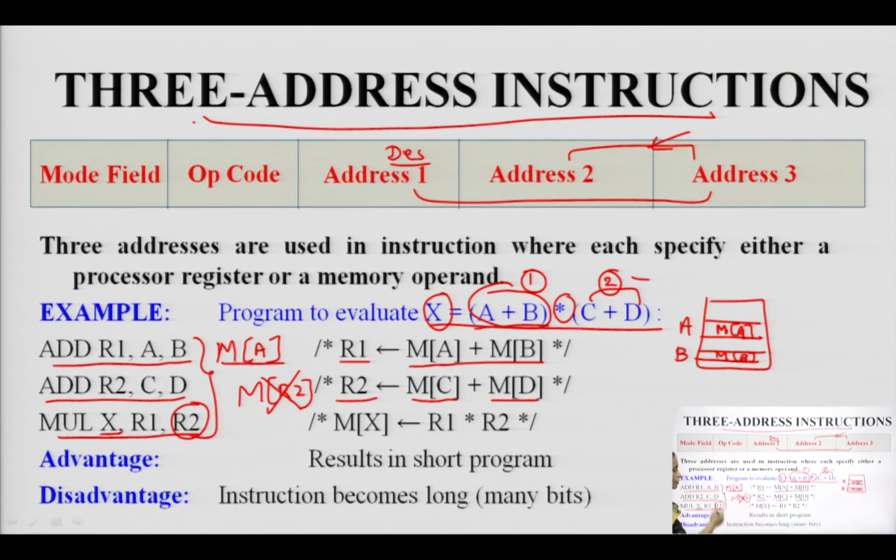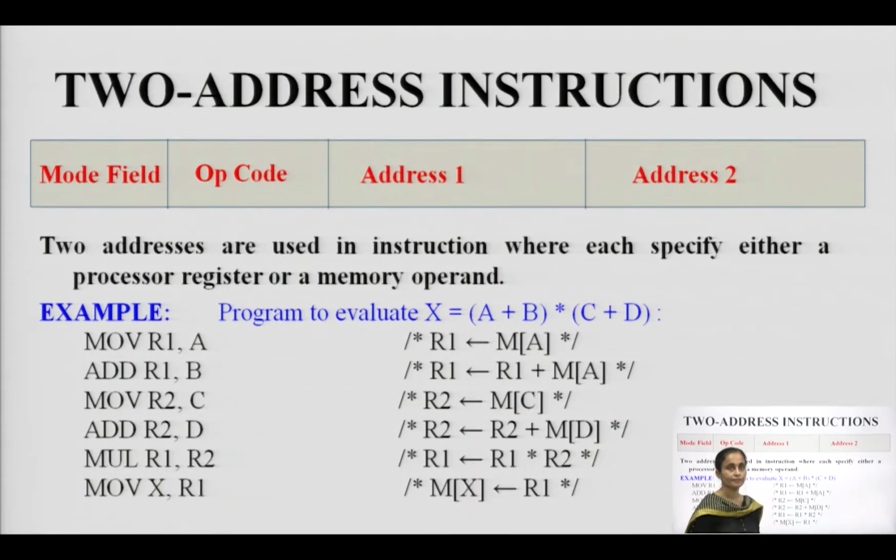The advantage of using the 3 address instructions is that it results in a short program, and the disadvantage is that the instruction becomes very lengthy, because my system is going to convert whatever I have written here in assembly language in terms of binary. So, they will be very lengthy.